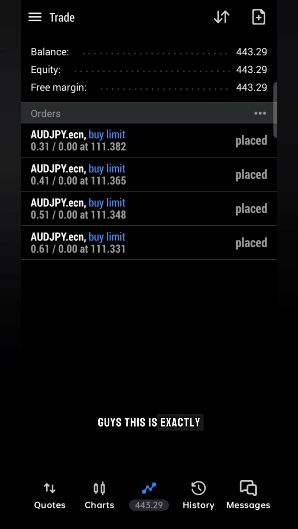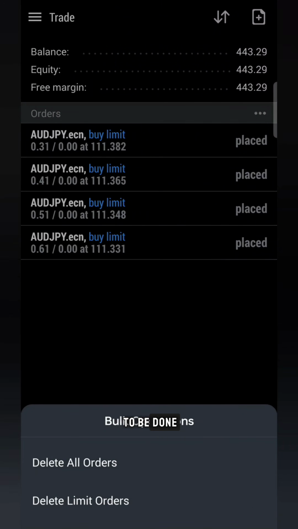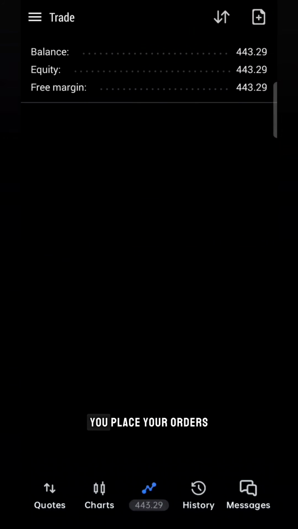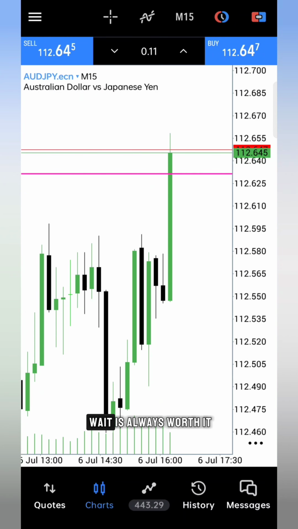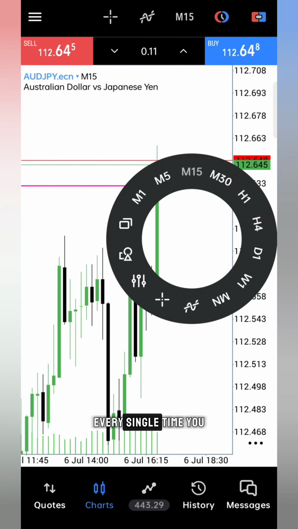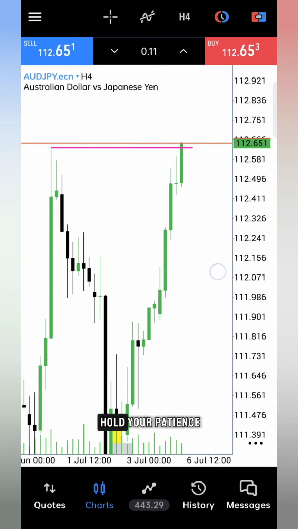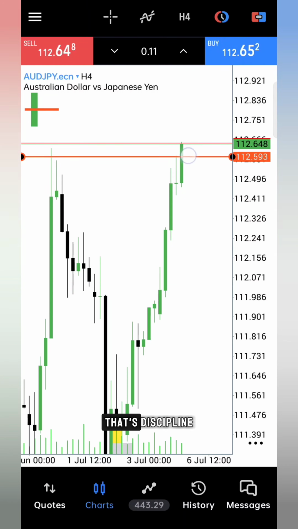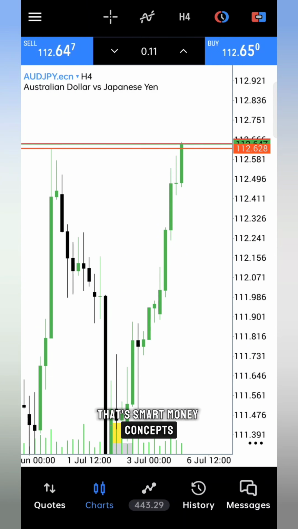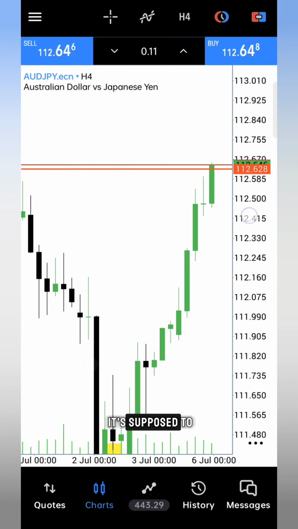Guys, this is exactly how trading is supposed to be done. You identify the zone, you place your orders, you set your stop loss, and then you wait. Without interfering, you let the market come to you, because in trading, the wait is always worth it. Every single time you trust your analysis and hold your patience, the market rewards you. That's not luck. That's discipline. That's smart money concepts working exactly the way it's supposed to.